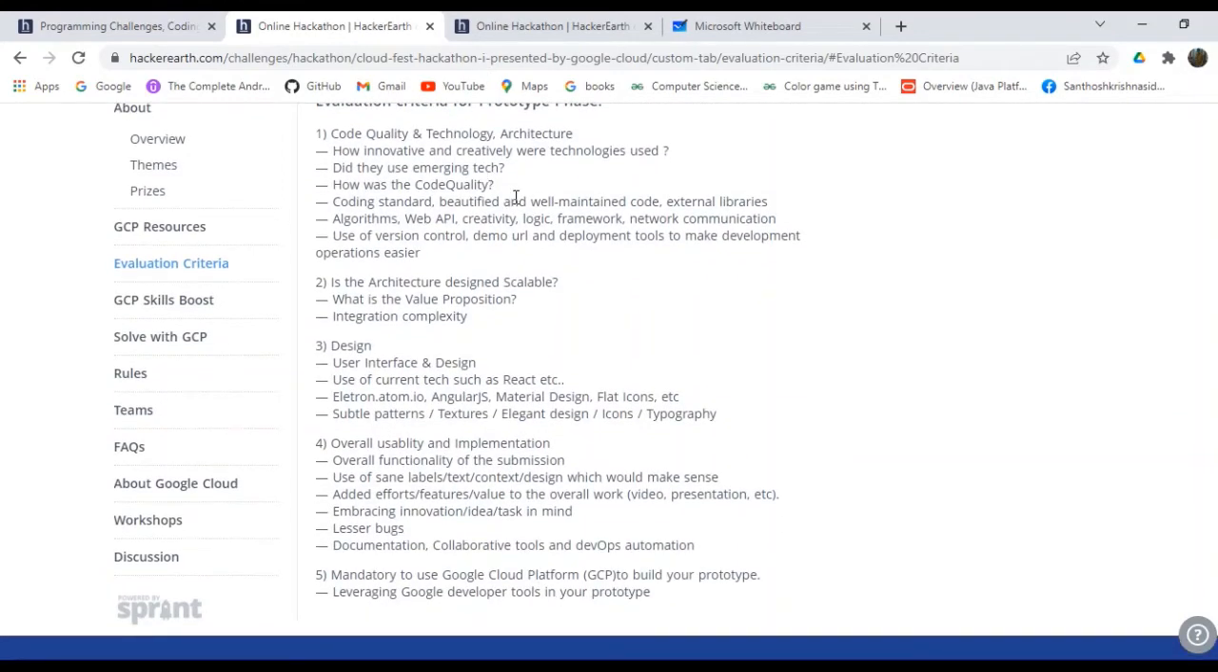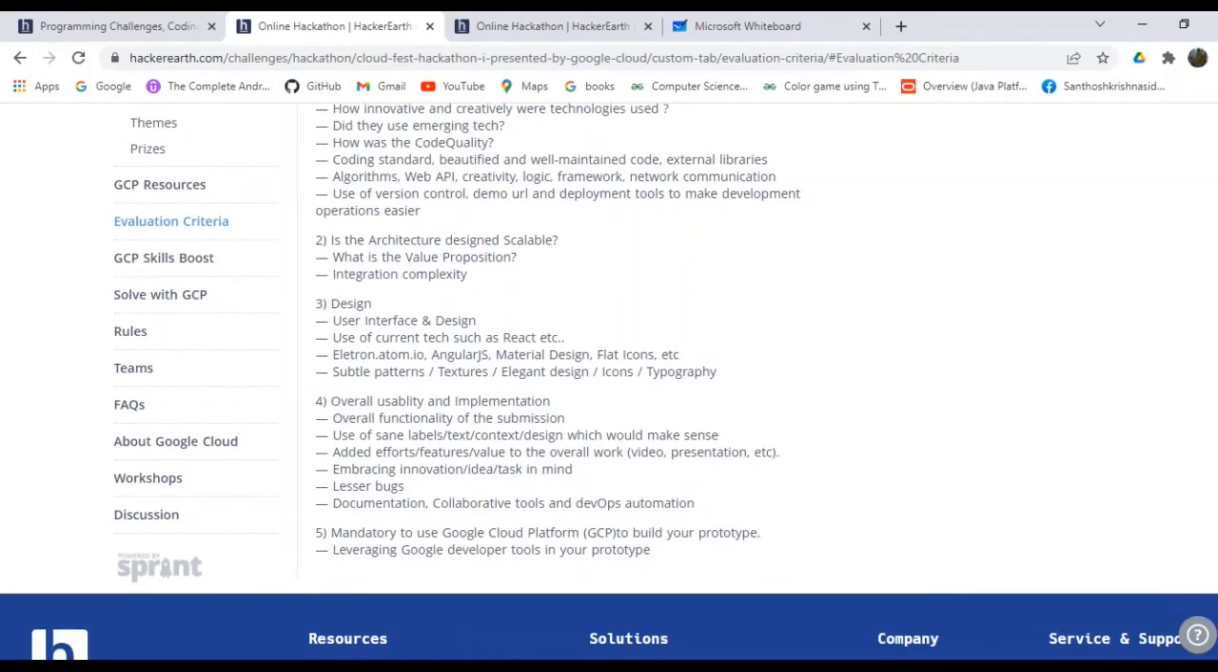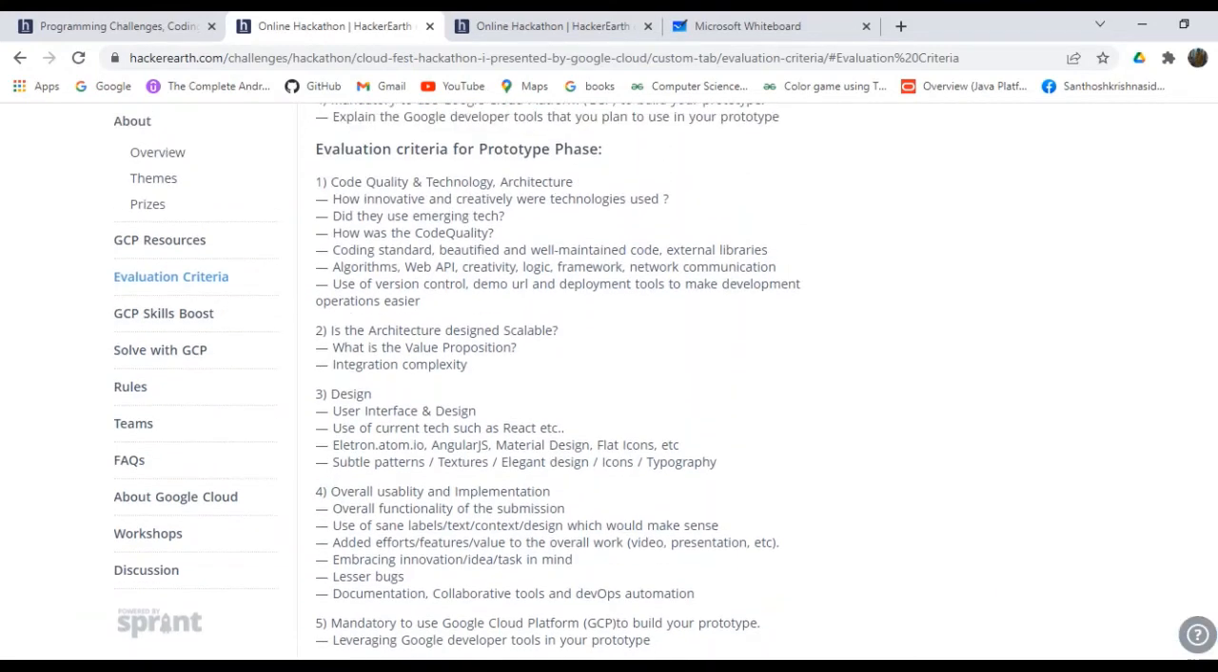So for the prototype phase, code quality, technology, then is the architecture scalable, design scalable. Next, design, then overall usability and implementation, and the fifth one is obviously we need to use GCP only to build our prototype. So here also for each criteria they have mentioned some 5 important key points you need to keep in mind before building the prototype.